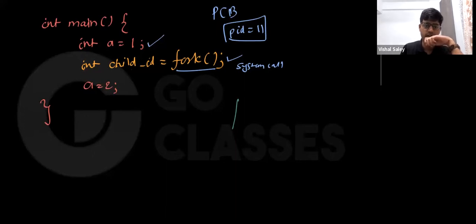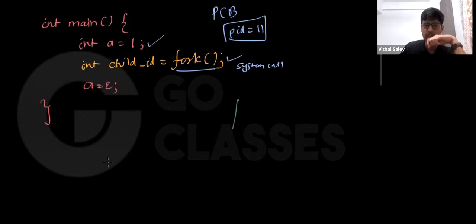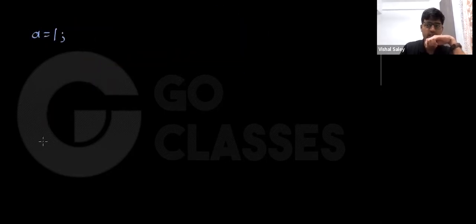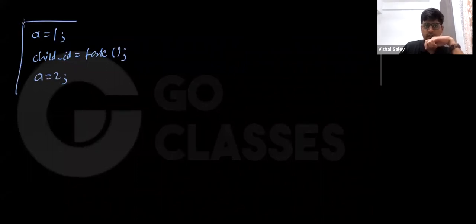Well, let's write it again. I'll write the same code, just with space. So A is equal to 1. Again, I'm dropping all this syntax. A is equal to 1. Then child ID is equal to fork. A is equal to 2. So this was my original program which was running.